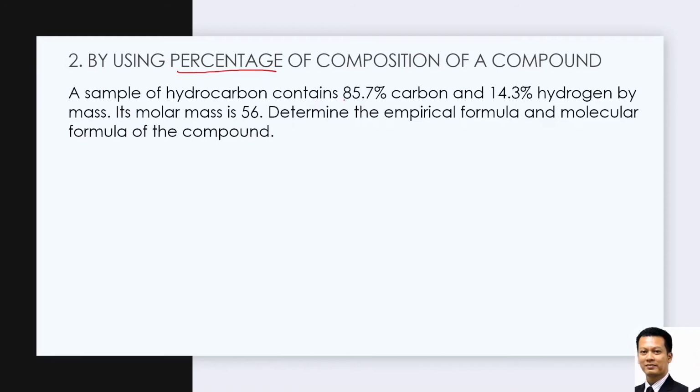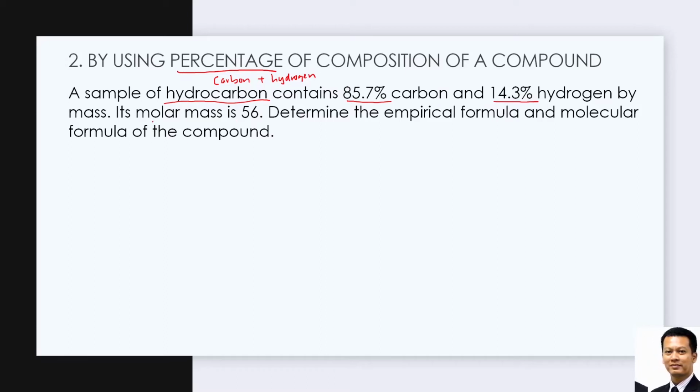So given for you a sample of hydrocarbon. Hydrocarbon, this is a very important word. Hydrocarbon means that it only contains carbon and hydrogen only. If it's, say, an organic compound, it contains carbon, hydrogen, oxygen. So a sample of hydrocarbon contains 85.7% of carbon and 14.3% hydrogen by mass.